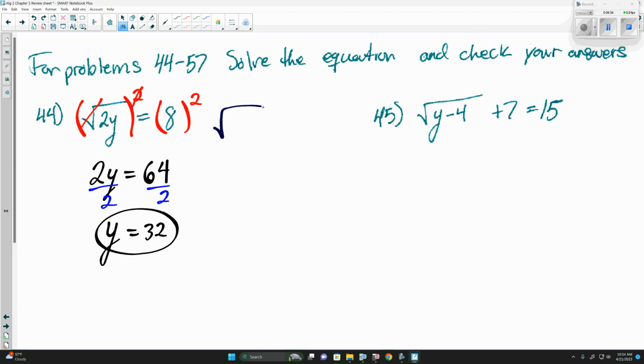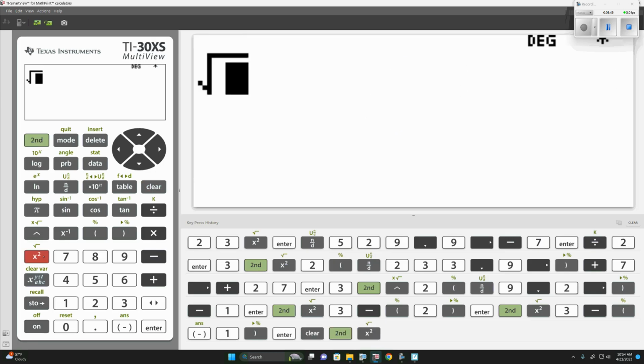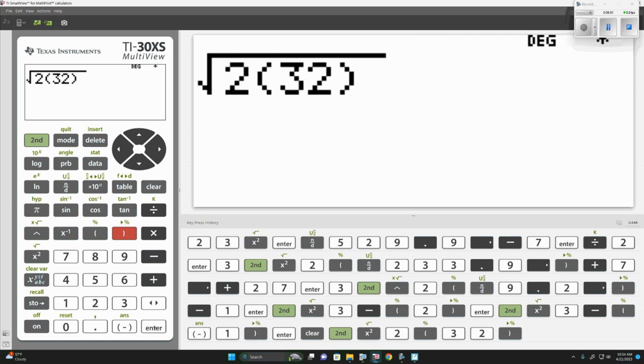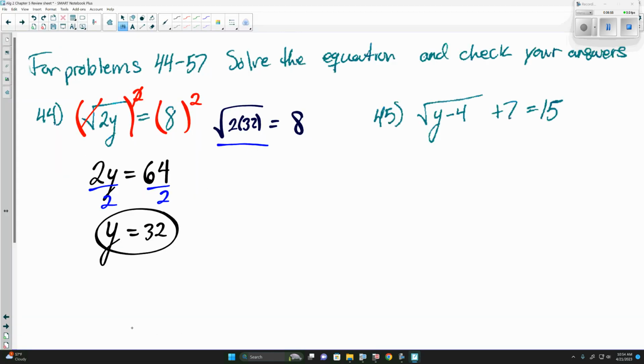So we say square root of 2 times 32 is equal to 8, guys. Now at this point here, we can plug square root of 2 times 32 in the calculator. Second square root of 2 times 32 is 8. So we can say 8 is equal to 8. It checks out. That is the correct answer. Questions on any of this here?